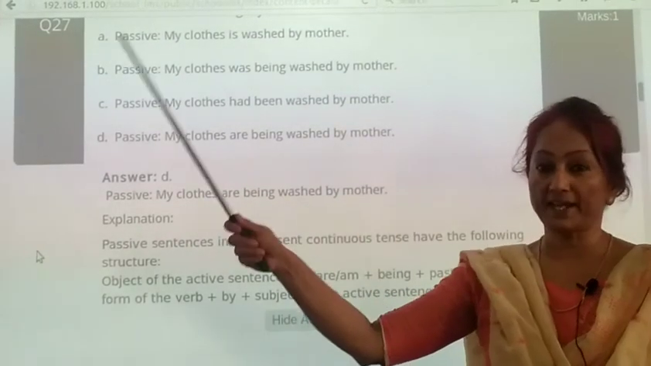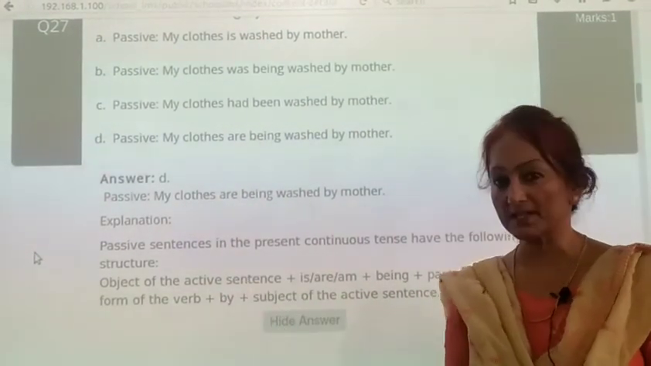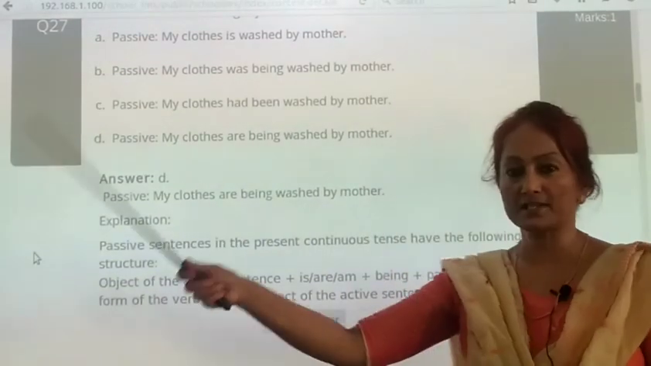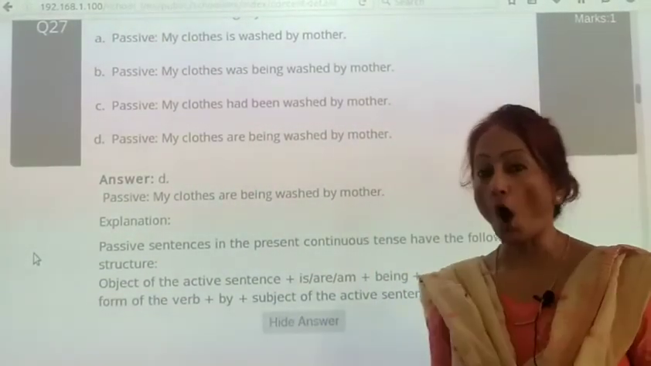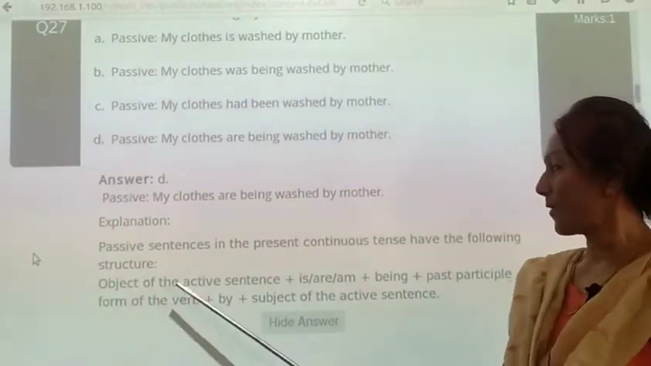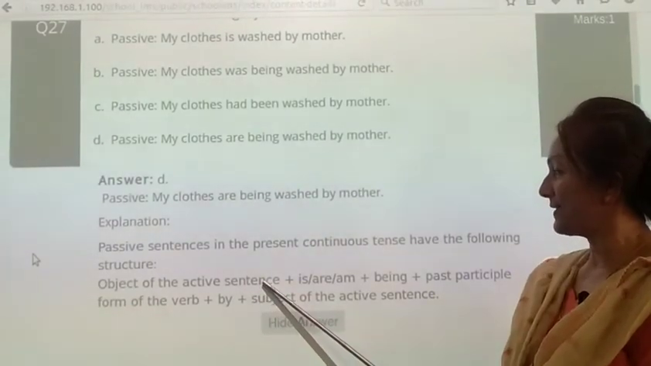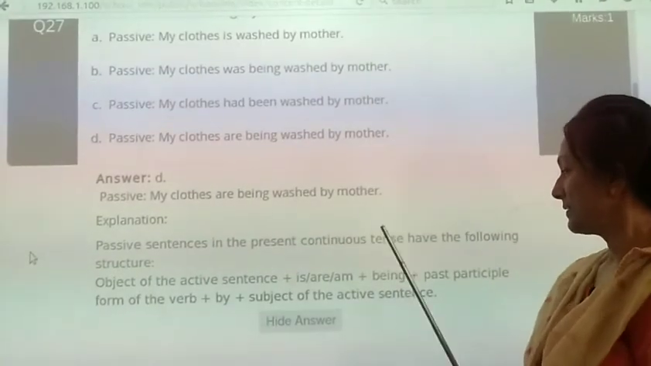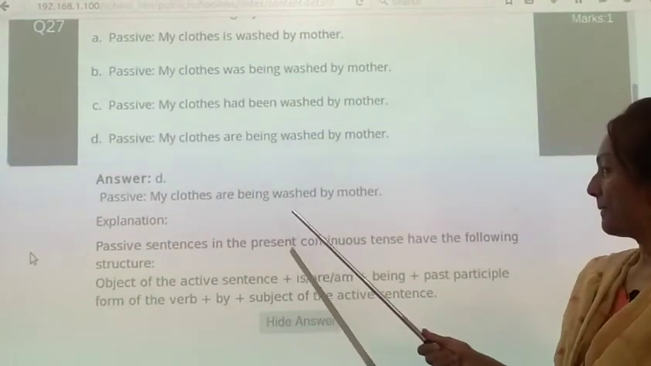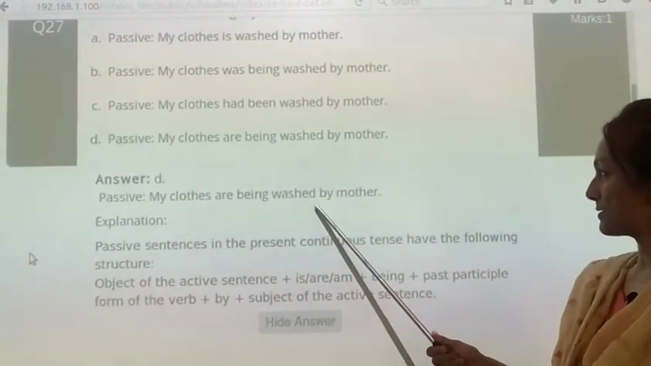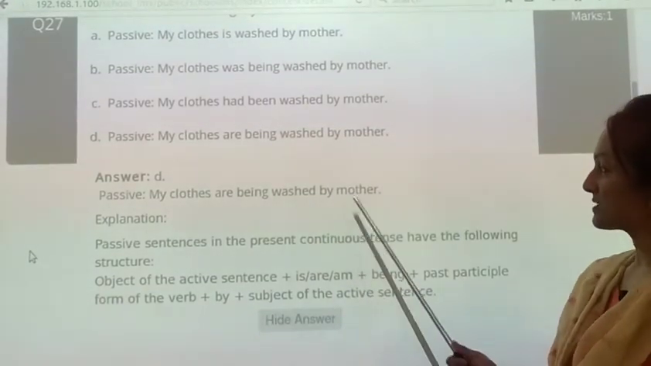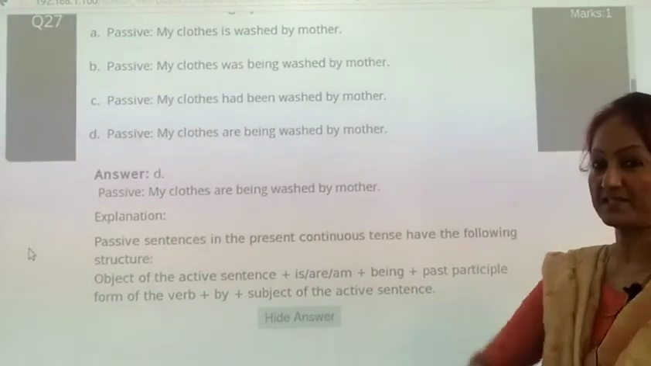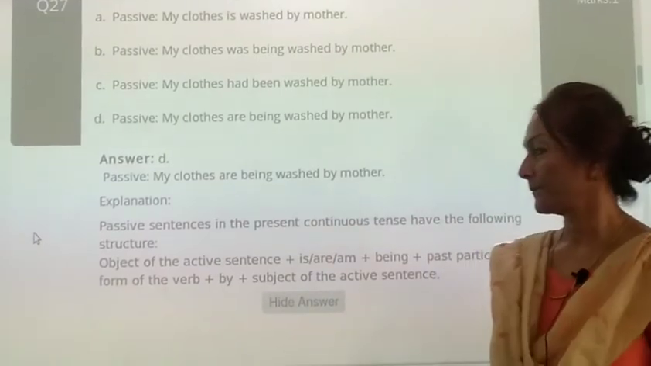Clothes was the object in the active sentence and has become the subject. Mother was the subject, here it is the object. So, the object of the active sentence, clothes, has become the subject here. Is or are plus be plus past participle, washed, plus the subject of the active sentence, mother. Next.